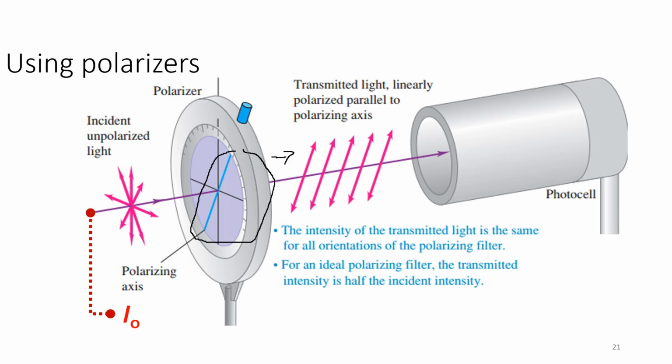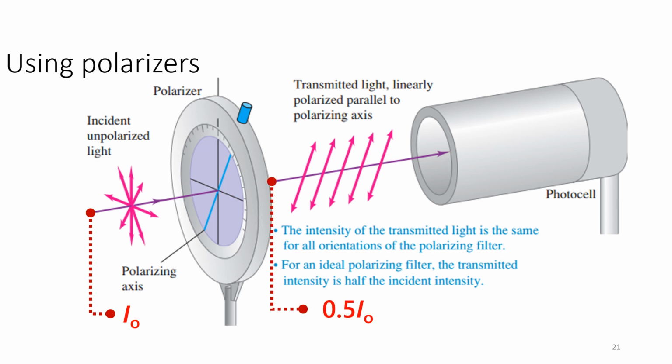So it basically filters all of the perpendicular components. And the intensity of the light coming after the polarizer is half of what it was initially, so it's I0 over 2.